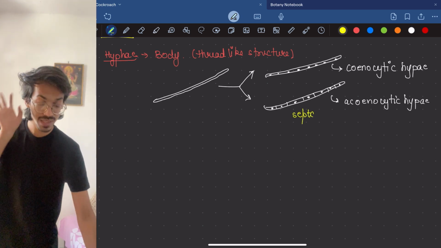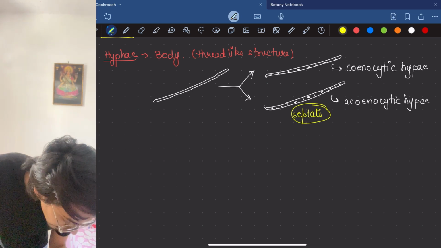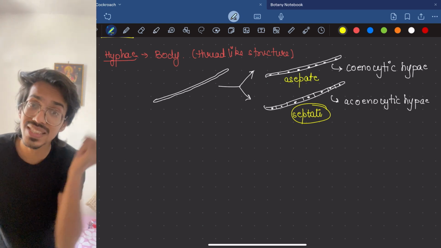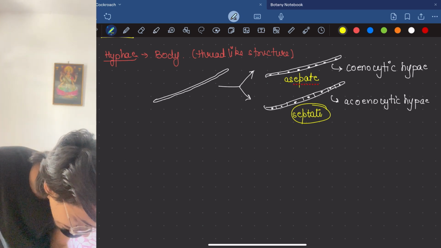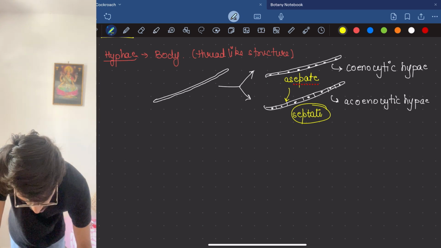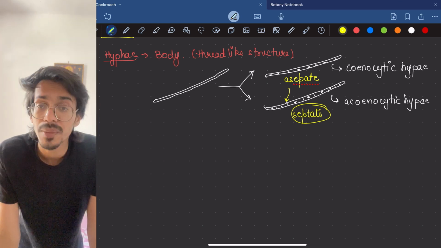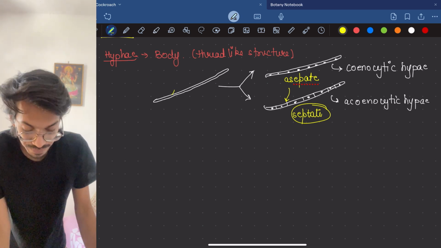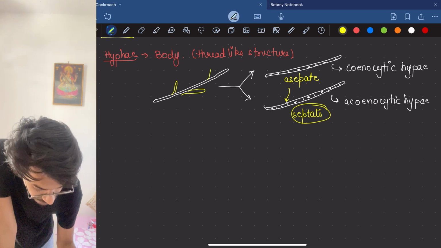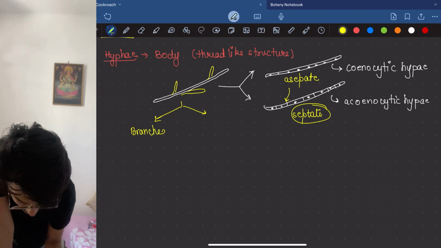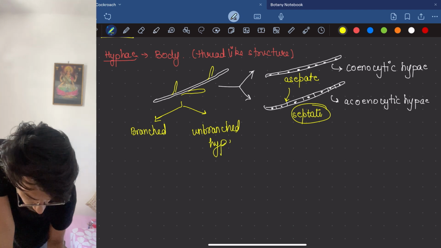So if the septa is present, we call the hyphae septate hyphae. Or if it is not present, when the multinucleate condition appears, we call it aseptate. You will remember it: it is on the basis of the presence or absence of compartments. This is one thing you have to remember. Now this hyphae could also have a branch like this. If branching is present, it is called branched hyphae, or it could be unbranched hyphae.